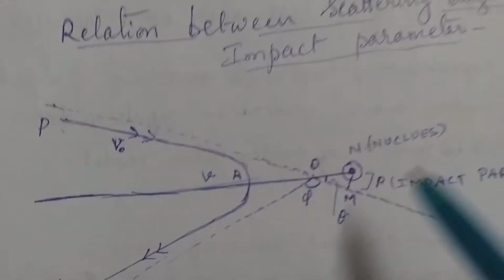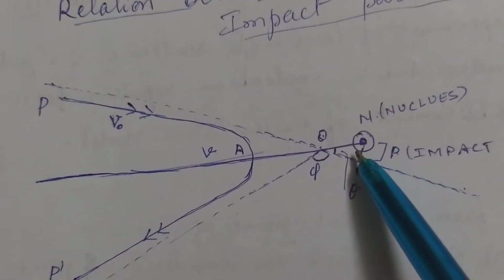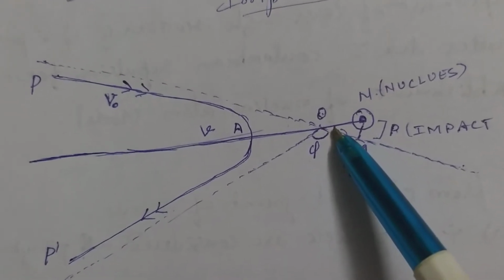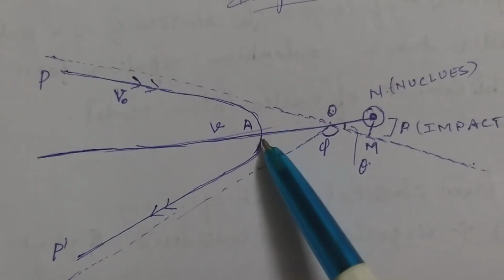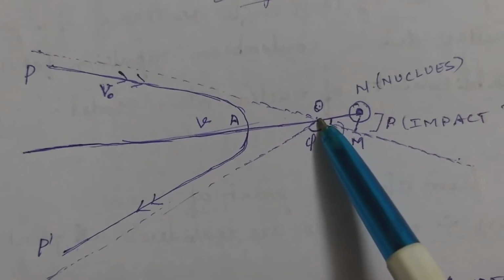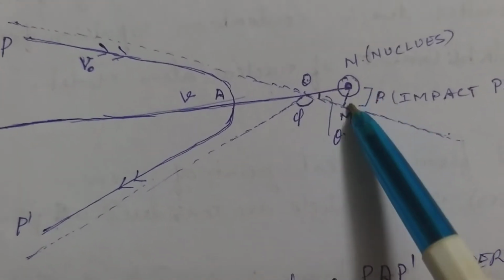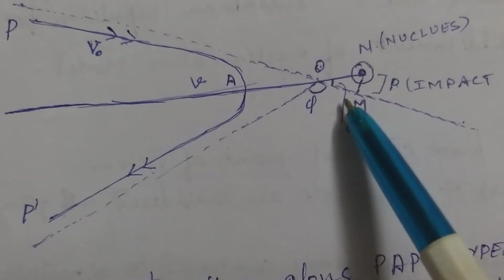From this figure, if you see, this is P, this is theta, and this is A, and this is NO. So NO is equal to P cosecant theta comes from this triangle. Fine. So let us see now.